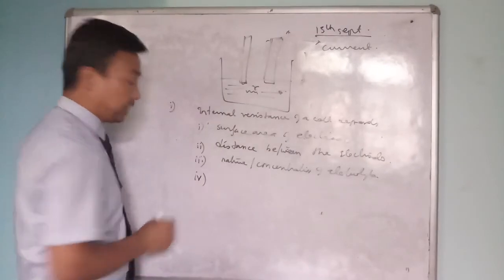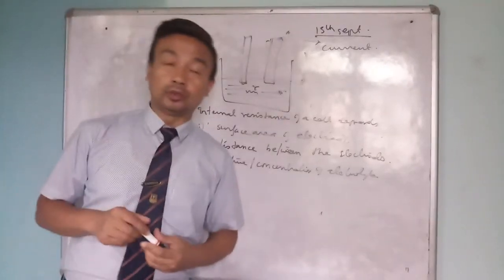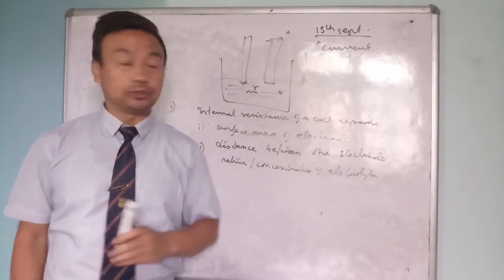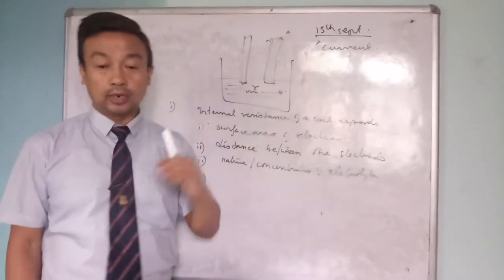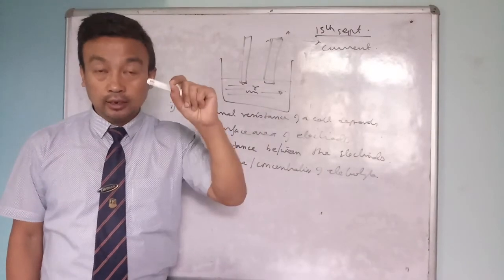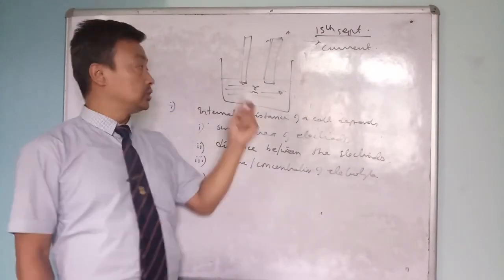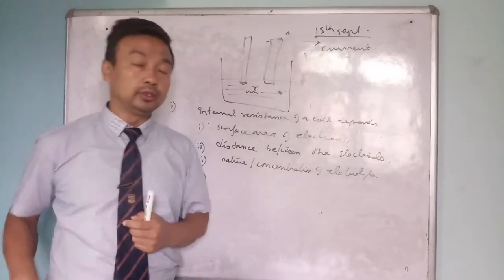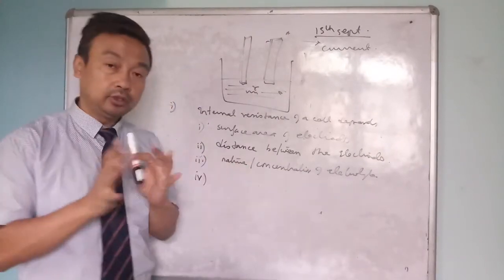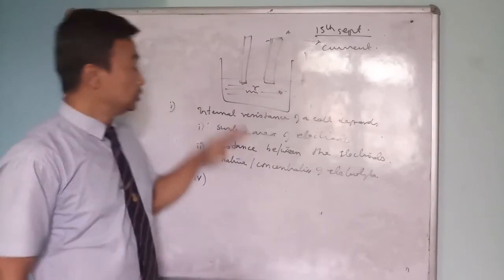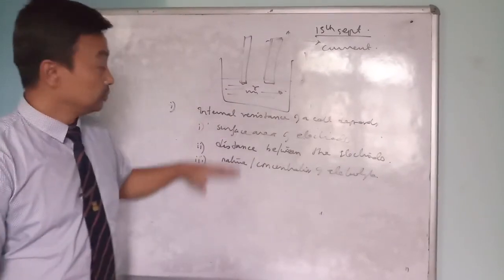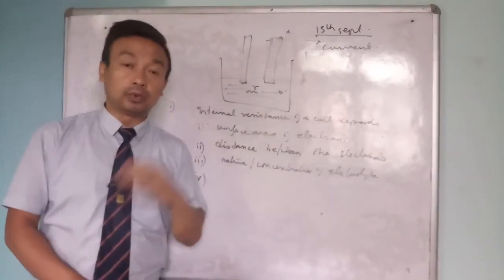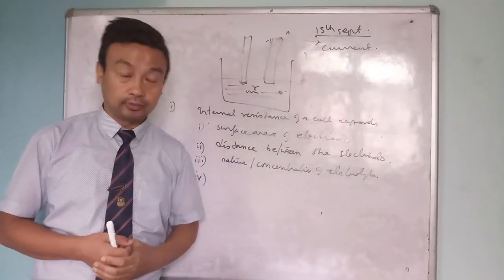The final factor is that it depends on the temperature of the electrolyte. If the temperature of the electrolyte is more, then less will be the internal resistance. If the temperature of the electrolyte is less, then greater will be the internal resistance. That means it is also inversely proportional. So these factors are quite simple. You can go through it in the textbook and it is very simple to understand.